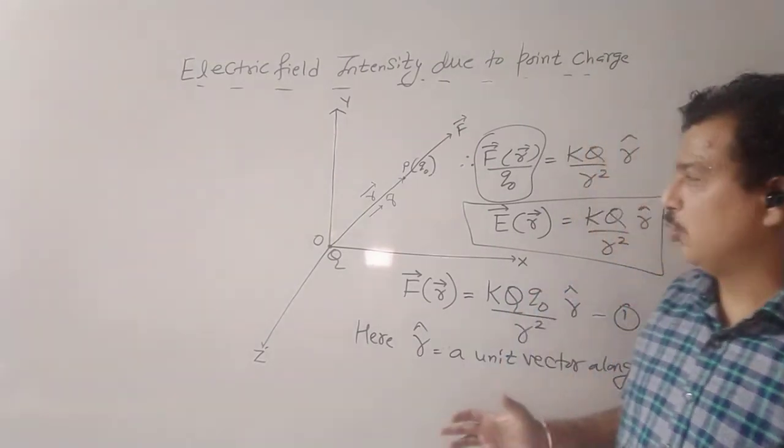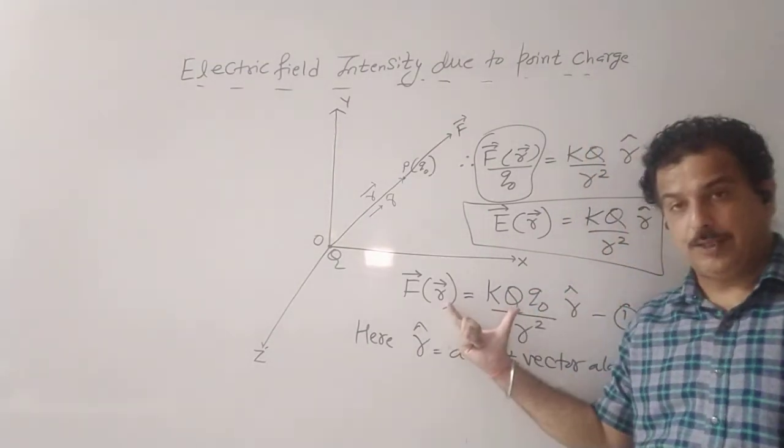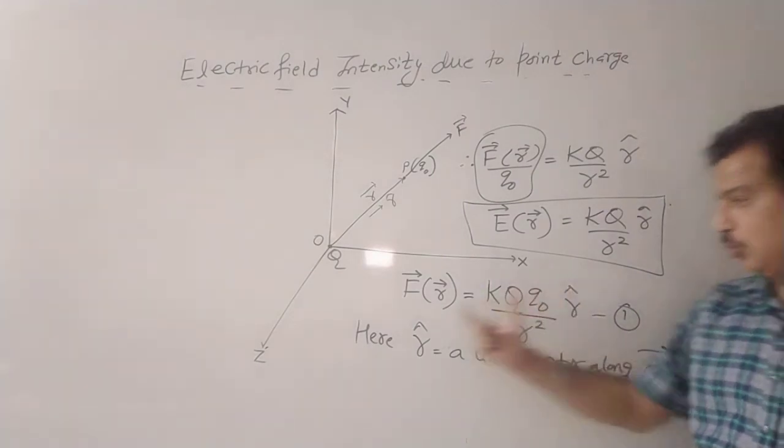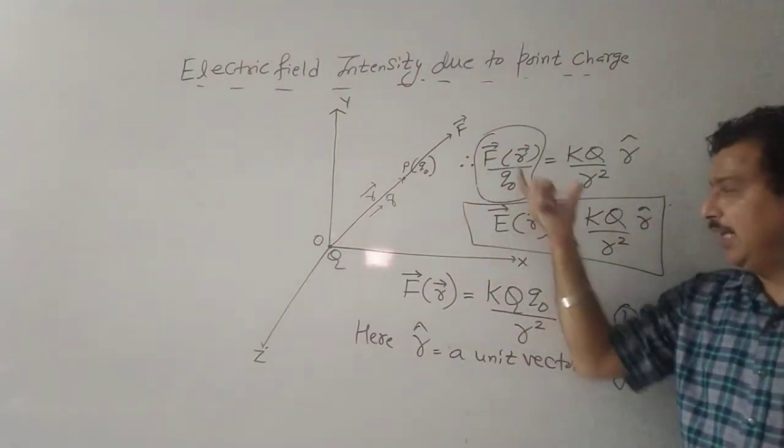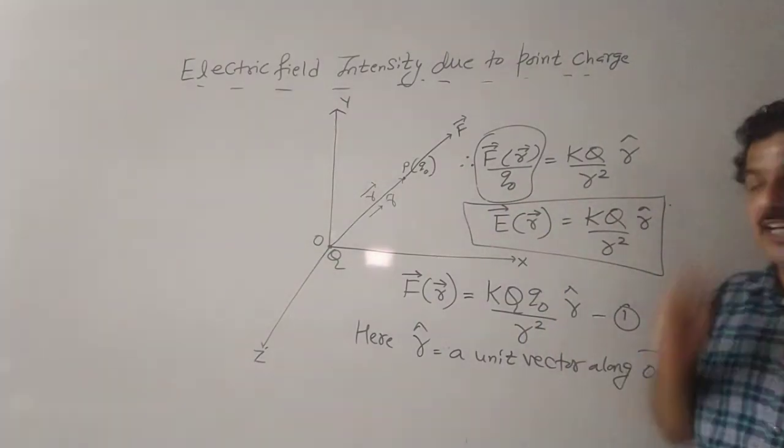And what is the simple rule? First you apply Coulomb's law. Take the test charge to the denominator. This force upon the test charge is itself called electric field intensity.